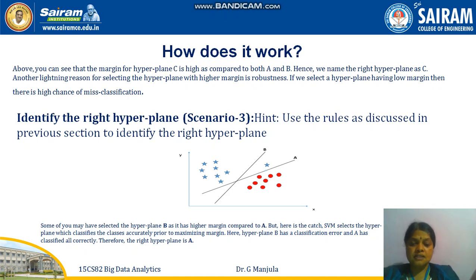Now we will see scenario 3. Some of you may have selected hyperplane B as it has a higher margin compared to A, but there is a catch. SVM selects the hyperplane which classifies the classes accurately prior to maximizing the margin. That means here hyperplane B has a classification error and hyperplane A has classified all correctly. Therefore the right hyperplane is A.